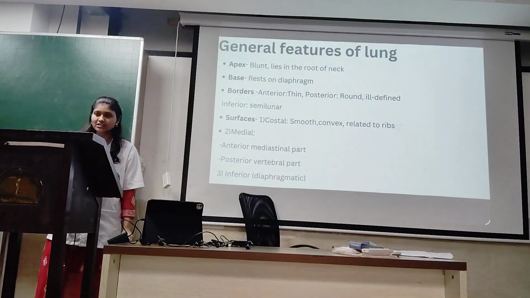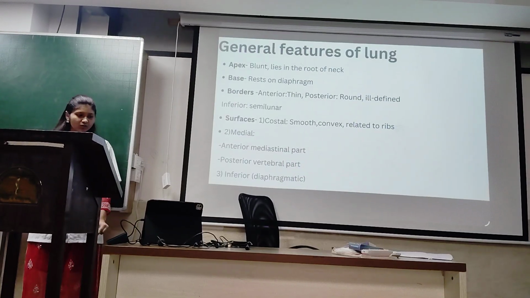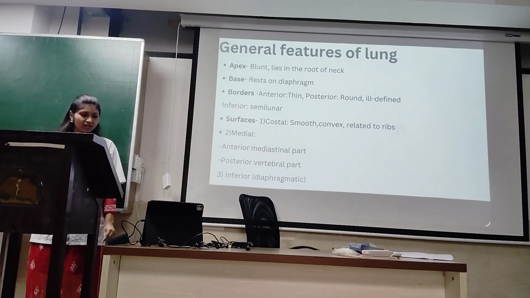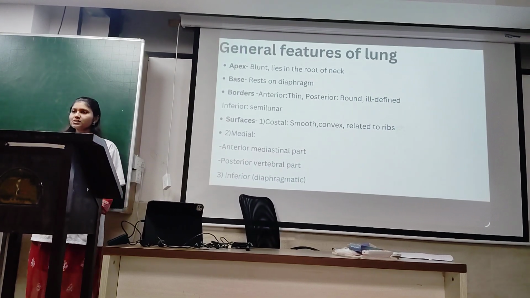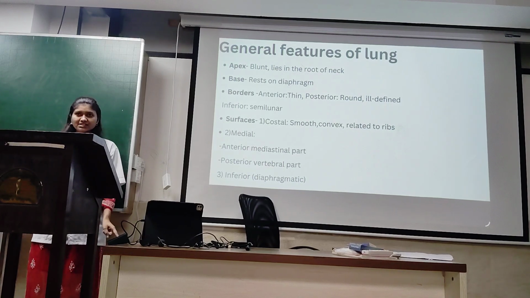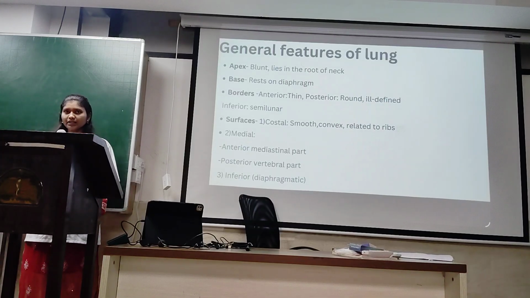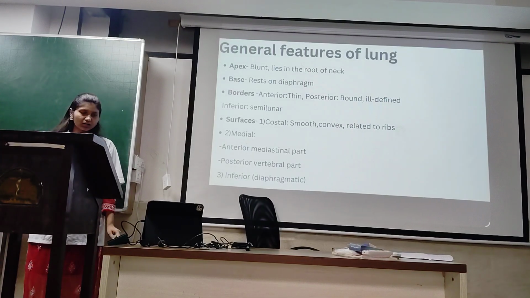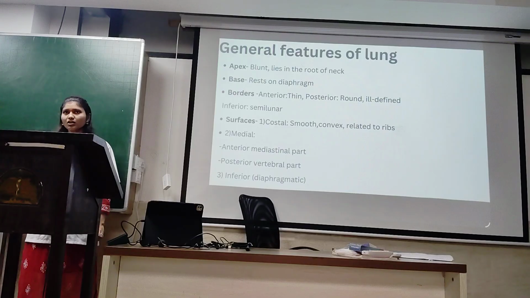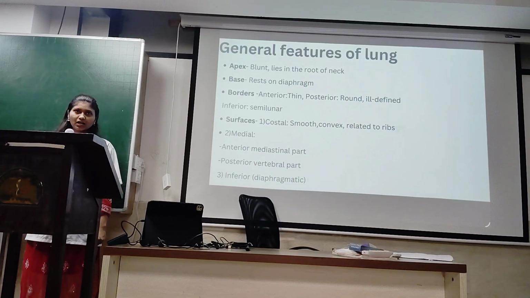For the surfaces, we have the costal surface, which is lined by the costal pleura on one side and the overlying thoracic wall on the other side. The medial surface is divided into two parts: the mediastinal part and the vertebral part. The mediastinal part is related with the mediastinal septum, hilum and cardiac impression along with the azygos vein, superior vena cava, inferior vena cava, and right phrenic.